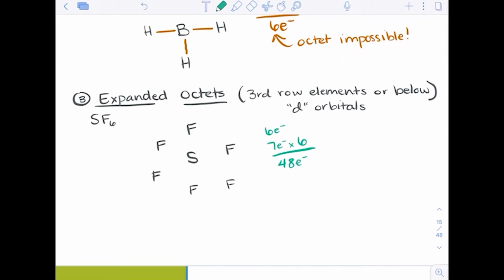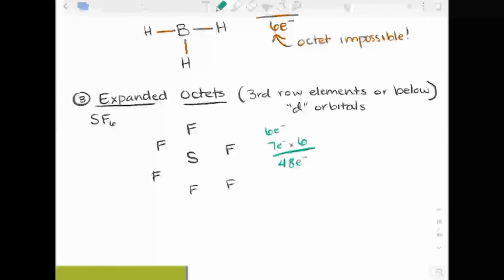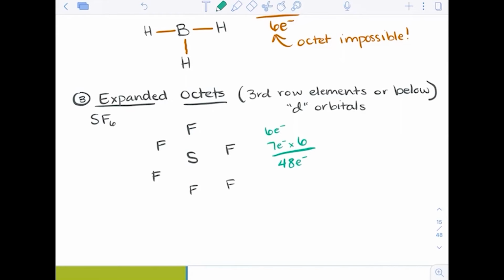Now, fluorine is in row 2. Fluorine can never expand its octet. Sulfur can expand its octet because it has the n=3 principal quantum number for its outermost shell. When we know n=3, L could equal 0, 1, or 2.